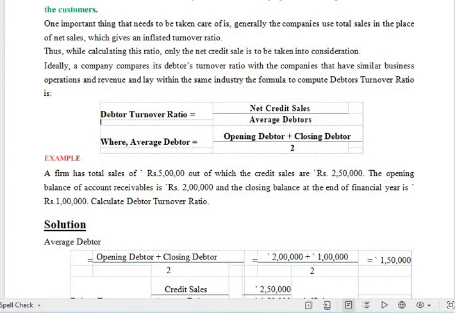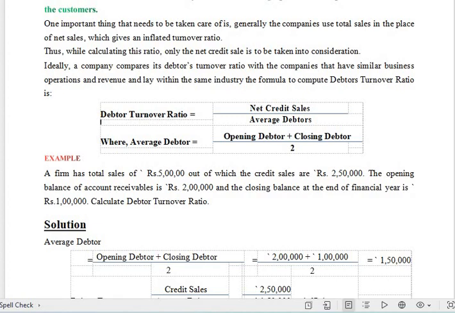I'll explain the debtor turnover ratio with the help of this example. See the question. A firm has total sales of rupees 5 lakh, out of which credit sales are rupees 2,50,000. The opening balance of account receivable is 2 lakh and the closing balance at the end of the financial year is rupees 1 lakh. Calculate the debtor turnover ratio. Already I said the debtor turnover ratio is calculated by credit sales divided by average account receivable.